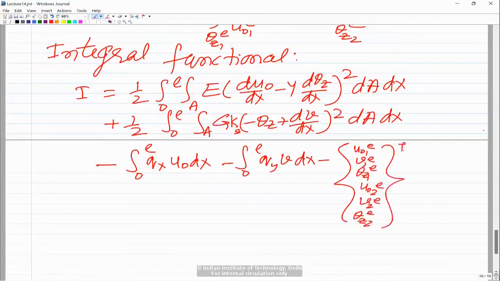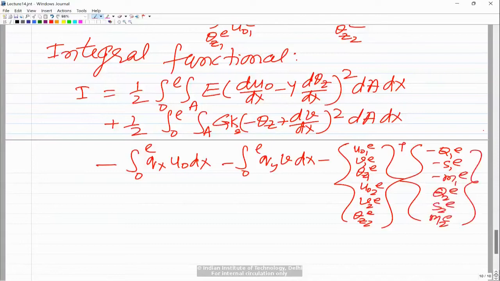So by now you know this is transpose, and the forces are minus q1 e, minus s1 e, minus m1 e. Axial force, shear force, bending moment on the left, and axial force, shear force, and bending moment on the right. So you will see the potential of the forces on the left side are positive, because this minus and this minus will become plus, and the potential of axial force, shear force, and bending moment on the right side of the beam is negative, because work done is positive, potential is negative. As you know, this we call the vector of elemental degrees of freedom. So this is actually d transpose, because I have put the transpose over there, and this is f internal for the element. So this you get as the integral functional.